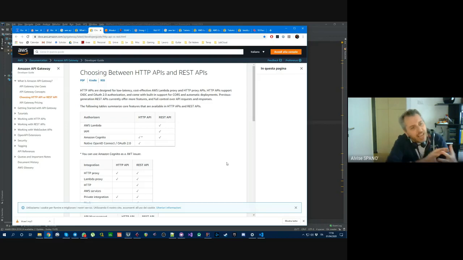Then the term API changed over the years. And nowadays, the term API means something more subtle. API means the interface that a program or an application provides to external programmers in order to use the services of that application. Let me make an example.